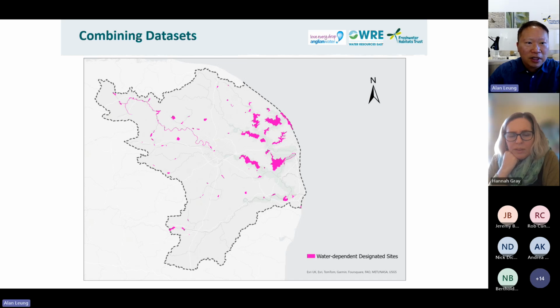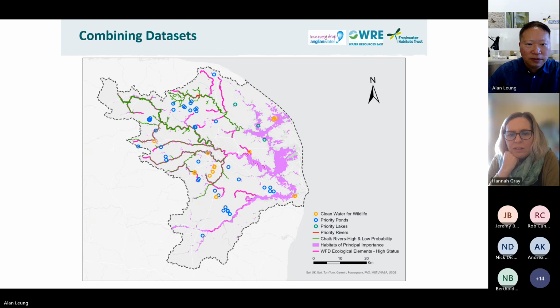So this is basically how we interpret the species of conservation concern, and we also have many data sets on the habitats. So it's time for us to combine those data sets together. We have a layer of water-dependent designated sites, with another layer of the priority habitats and habitats of principal importance.